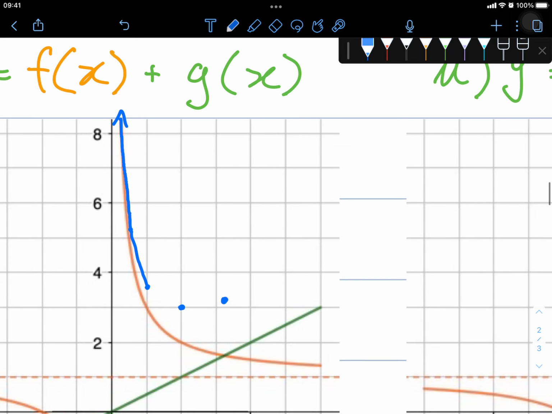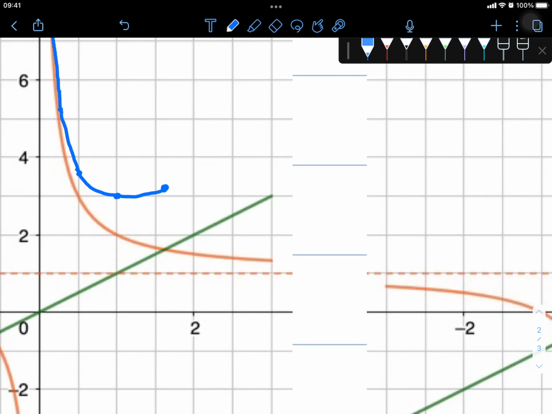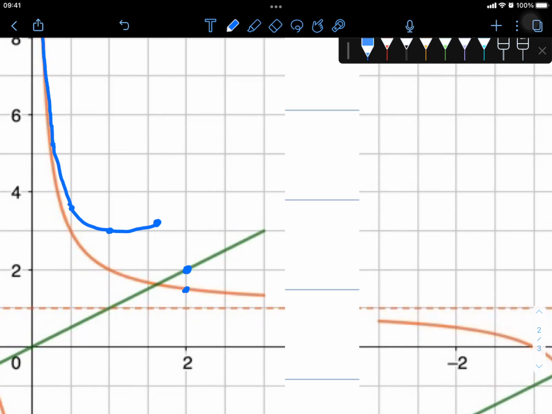So now we have enough points to get this far. Click, it's going to curve like so. But now let's consider what's going to happen as we move to the right. Let's say, for example, this point here is about 1.5 plus 2, that's going to be 3.5. So this point here is 1.5, this height here is 2, 2 plus 1.5 is 3.5.